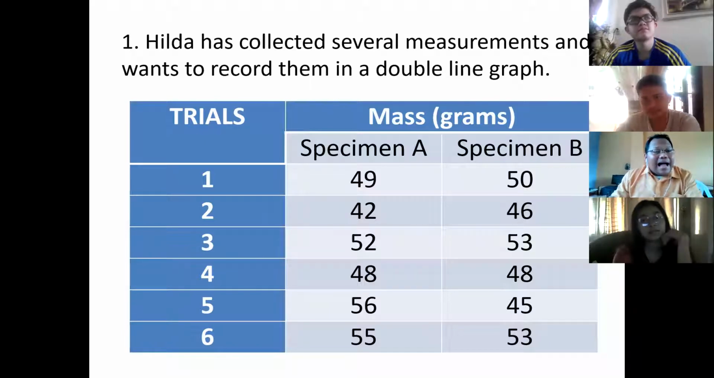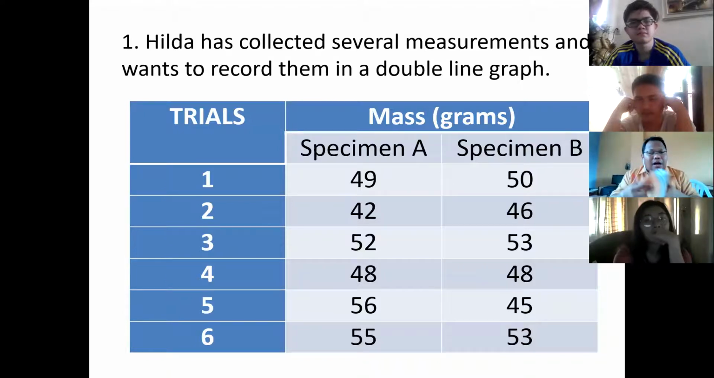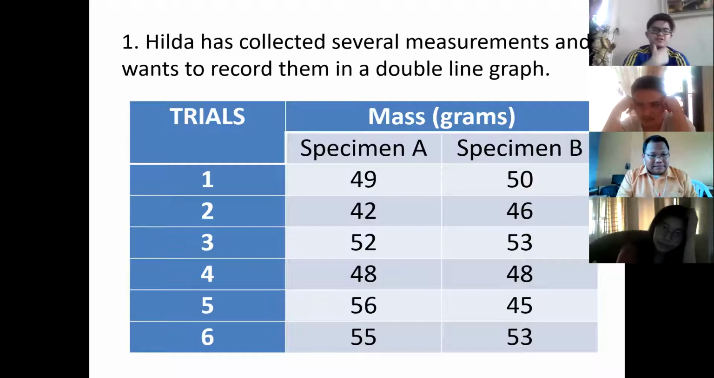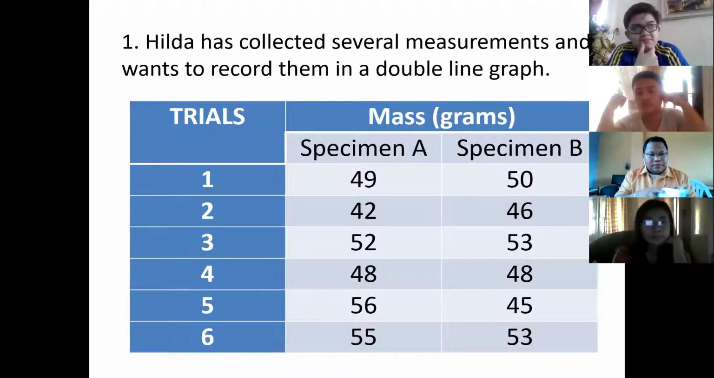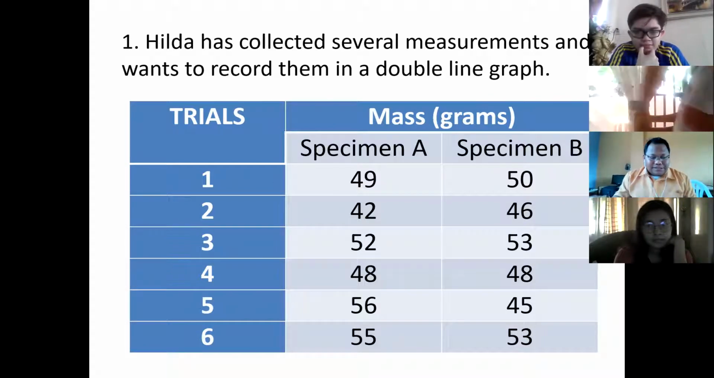Go. Create now your respective double line graphs. How will a double line graph look like? As the name suggests, there will be two lines. There will be two line graphs in that output. Create that, and then once you're done, show me your work through the camera.